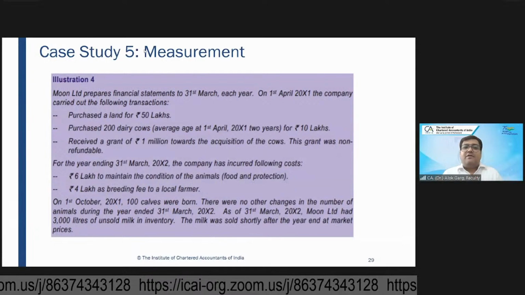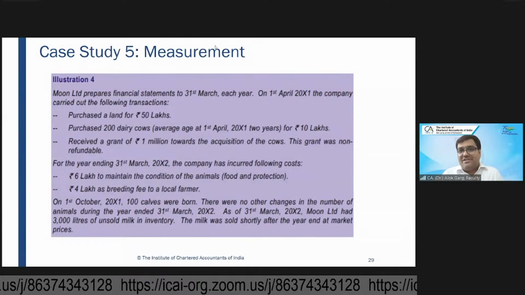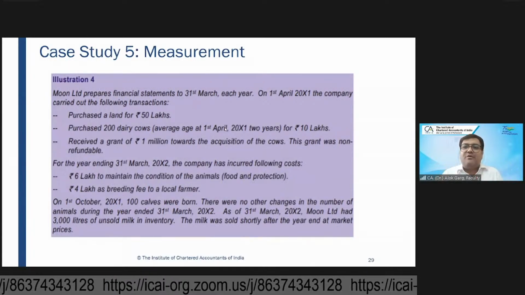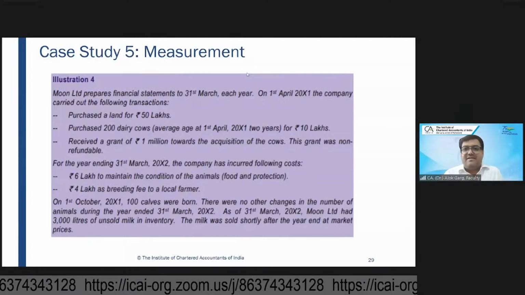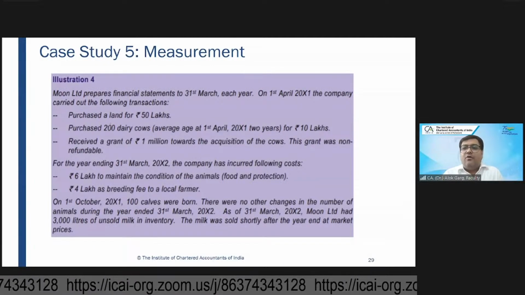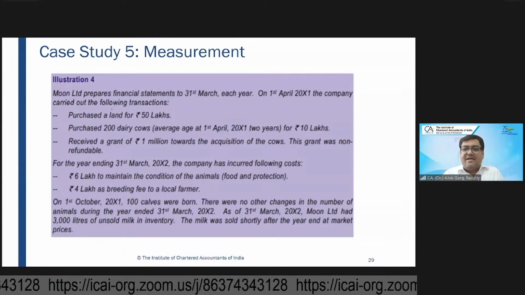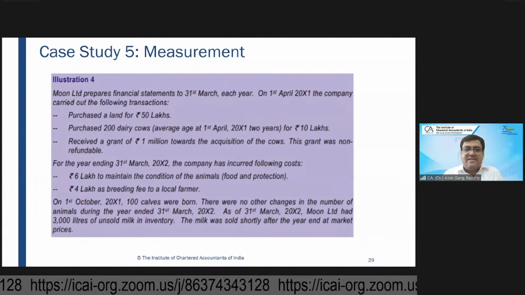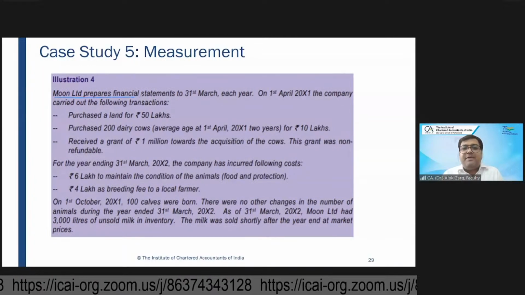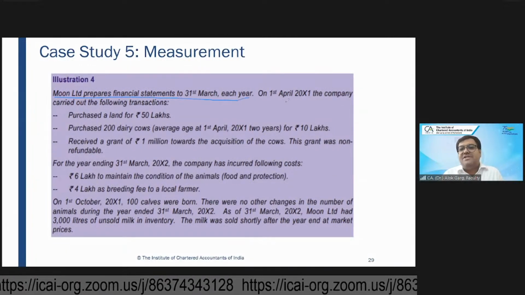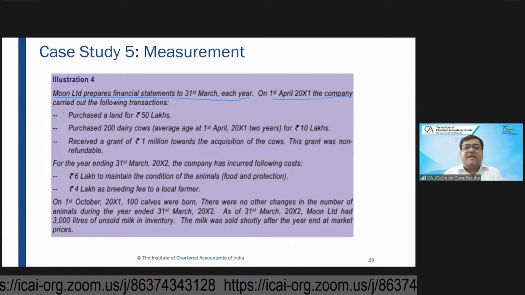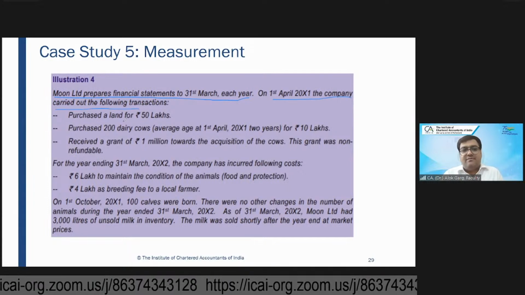I have one complex or detailed question on Ind AS 41, which I'll discuss. Although I've discussed this question in detail in my last video, in the last batch. Moon Limited prepares financial statements to 31st March each year. On 1st April, the company carried out the following transactions.